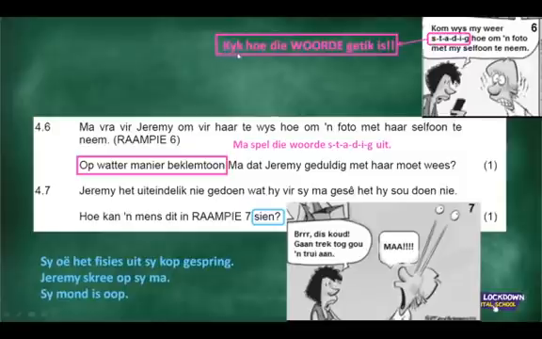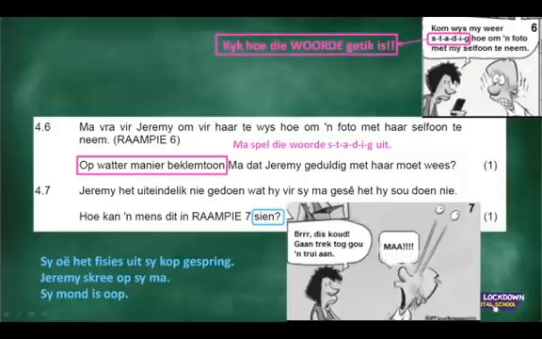So ek sê weer, kyk hoe die woorde getik is. It's extremely important to look how the words have been typed. Jeremy het uiteindelik nie gedoen wat hy vir sy ma gesê het hy sou doen nie. In the end, Jeremy didn't do what he told his mother he would do. Hoe kan 'n mens dit in raampie 7 sien? How can you see it?